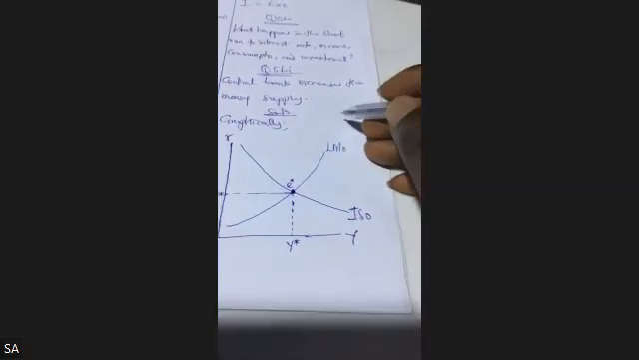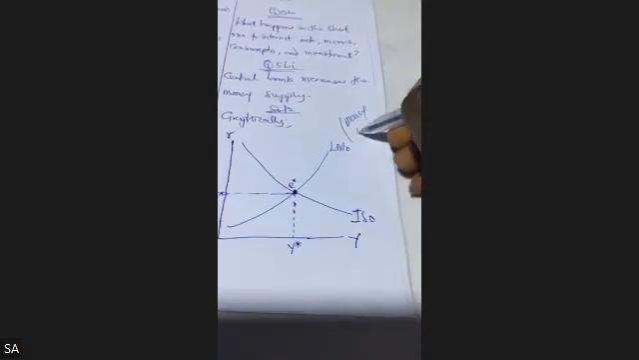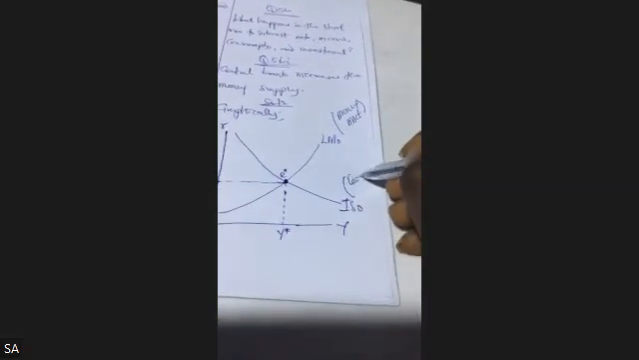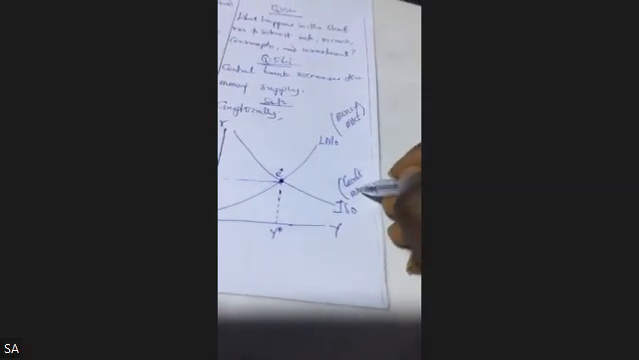Now, if the central bank increases money, remember LM is for the money market. Let me write it for you. LM is for the money market. IS is for the goods market. So take note of that.